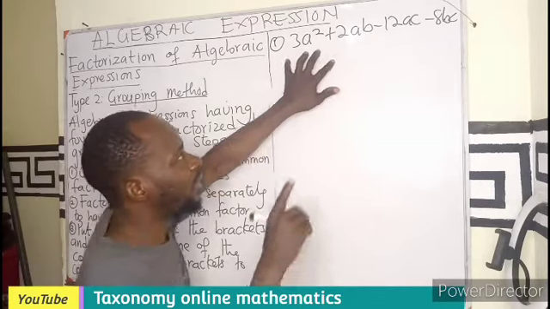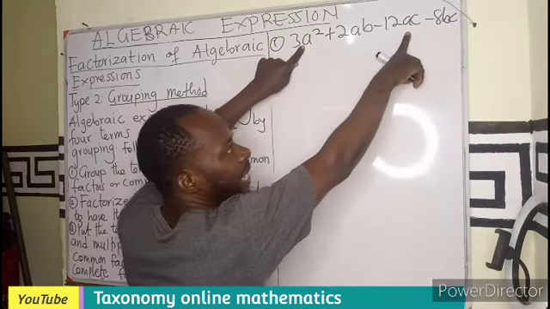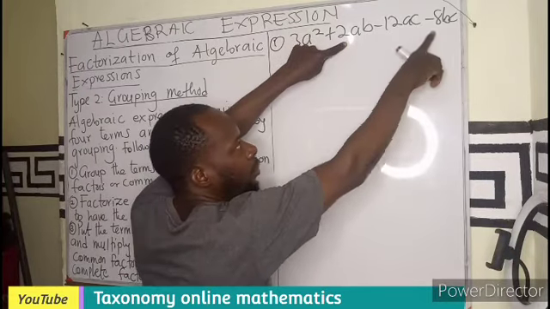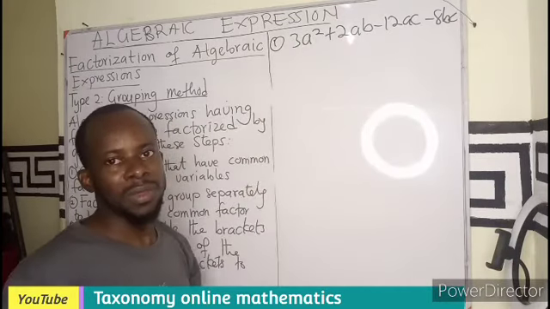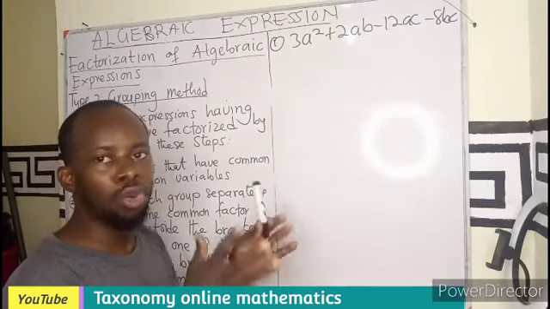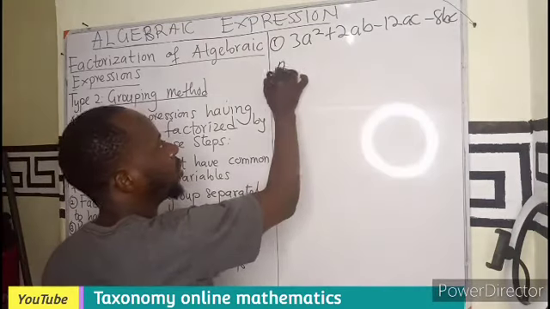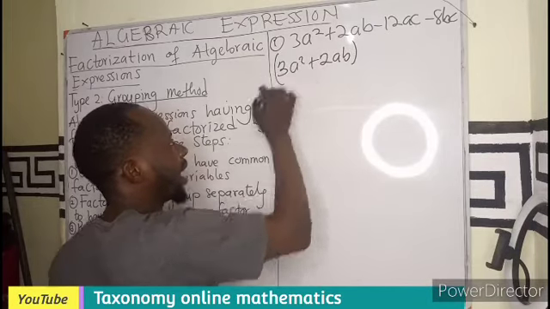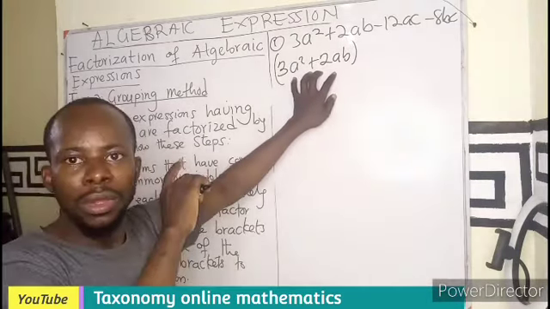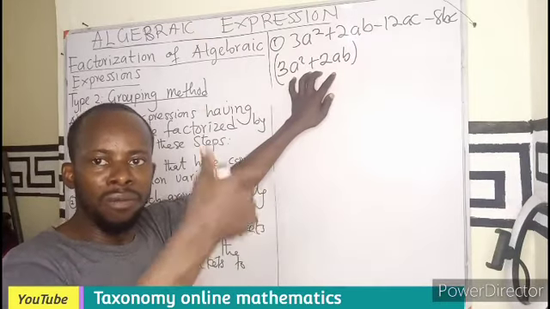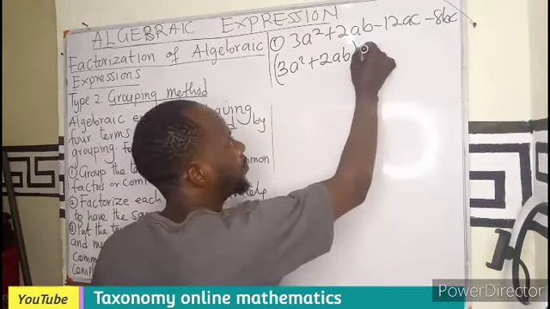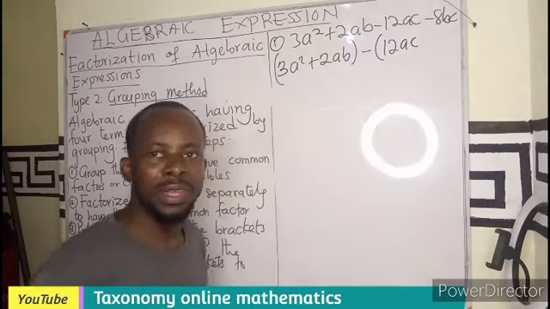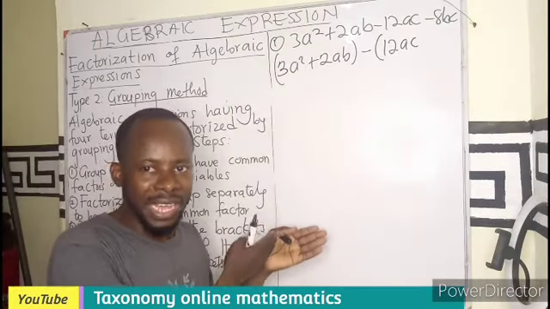Or better still, I am seeing A here, seeing A here. I can bring these 2 together. I am seeing B here, B here. That can also go there. But since I have the first 2, I only group them in that order. 3a squared plus 2ab in one bracket. So this becomes the first type, factorization by a common factor. Then minus into bracket 12ac.